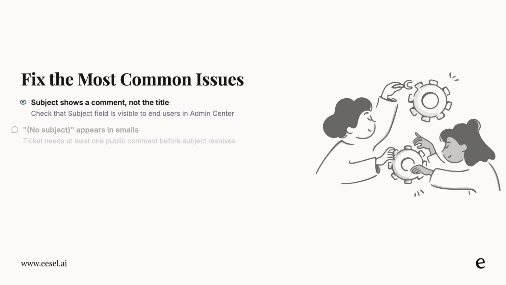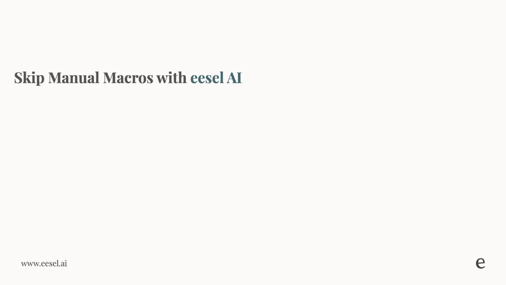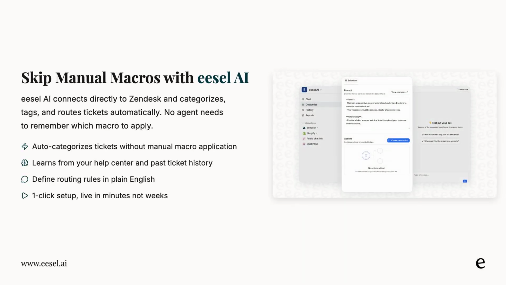4 issues come up most often. If the subject shows a comment instead of the title, check that the subject field is visible to end users in Admin Center. If you see no subject, the ticket has no public comment yet. If a trigger fires before your macro, check execution order in your trigger list, and always use double curly braces, not single.